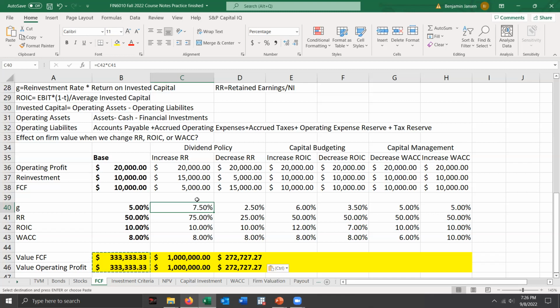So nominally per year, yes, it is only a 2.5 percentage point difference between the two, but compounded, 2.5 percentage point differences don't compound the same. We're now compounding at 7.5% relative to 5% and 2.5% relative to 5%. Those differences in the compounding values are really what is driving this difference in value. So by increasing the retention ratio, because we have a 10% return on invested capital, we are increasing the value of the firm. Now let's look at capital budgeting.